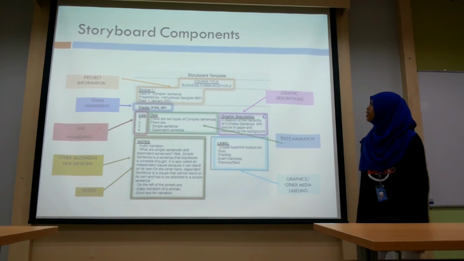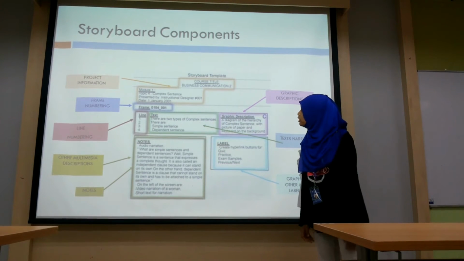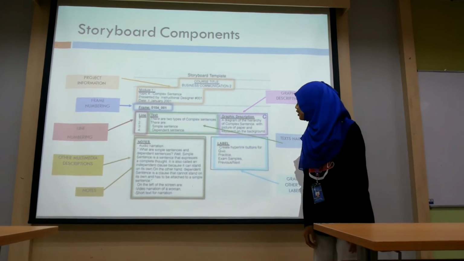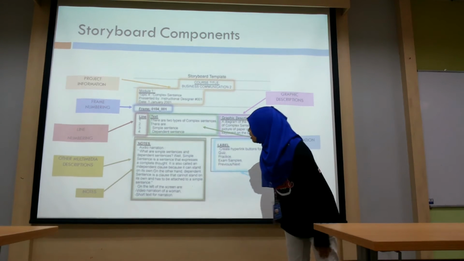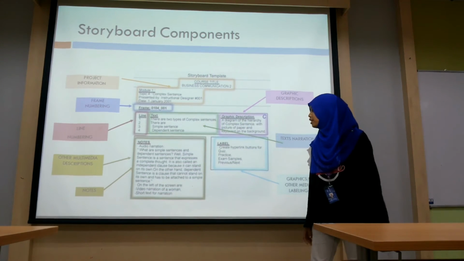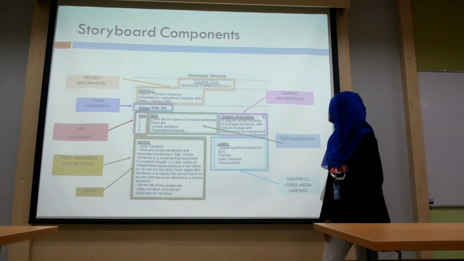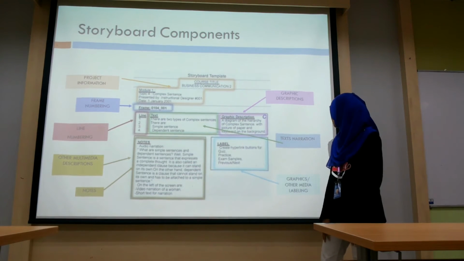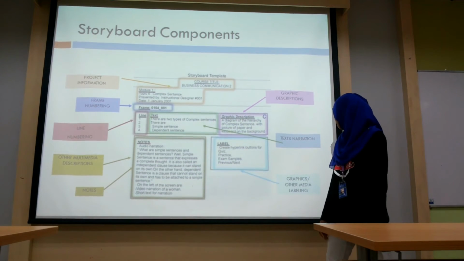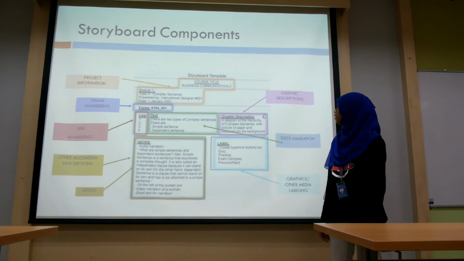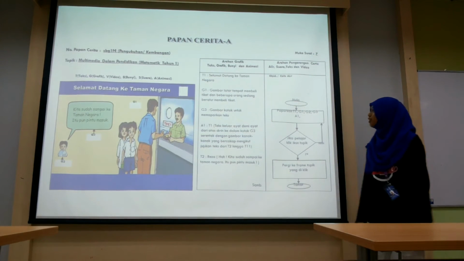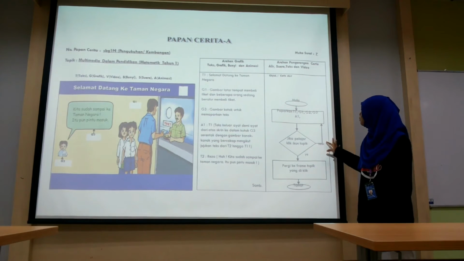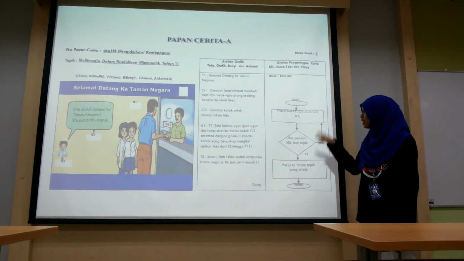These are storyboard components that include project information, frame numbering, slide numbering, other multimedia description, notes, graphic description, calculation, and graphic and other media labeling. This is an example of a storyboard that has a flowchart and a dialogue.